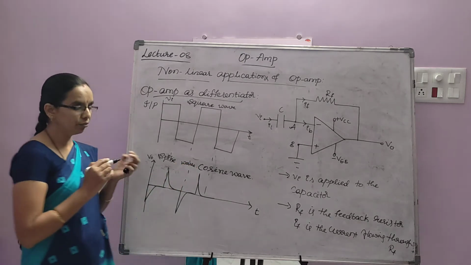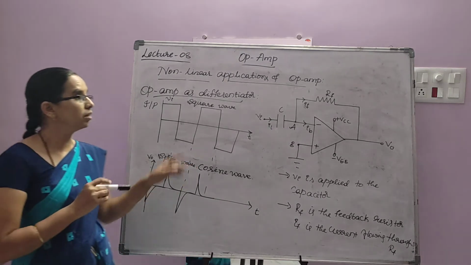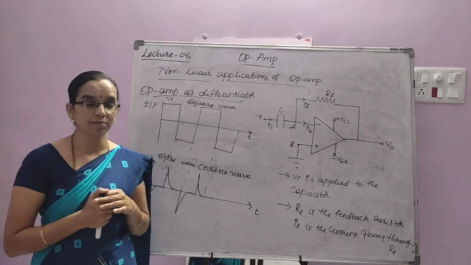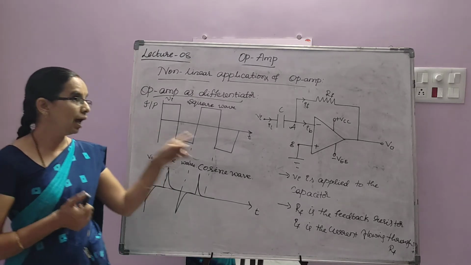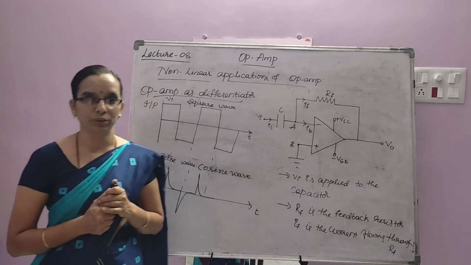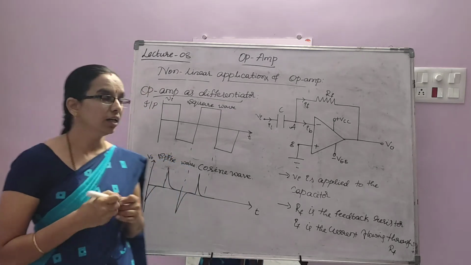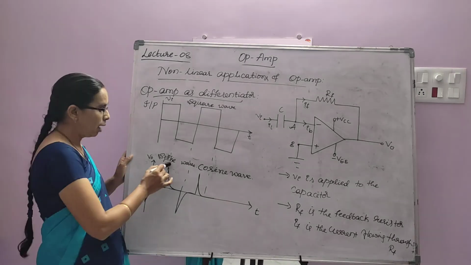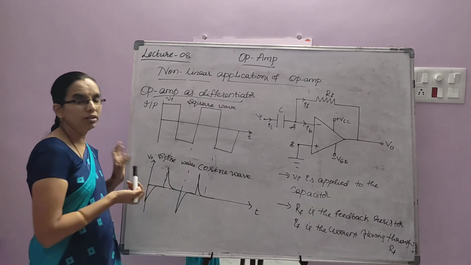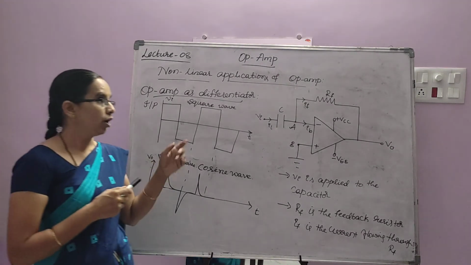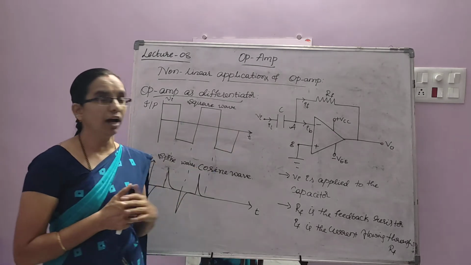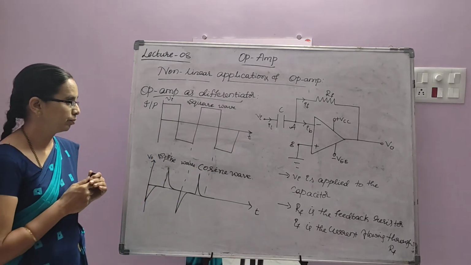The amplitude of the output waveform depends on the values of RF and C, because the output is going to amplify the derivative of the input. So the maximum amplitude of the output can be decided by the RF and C values.